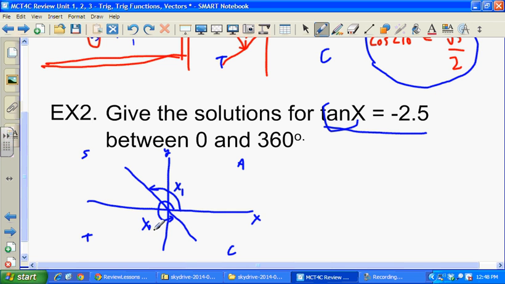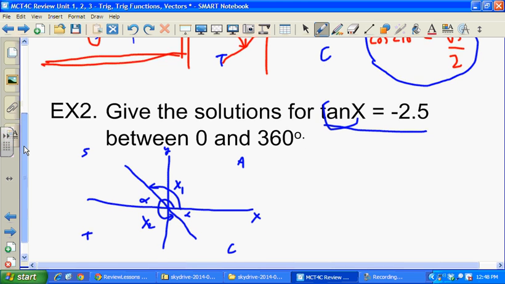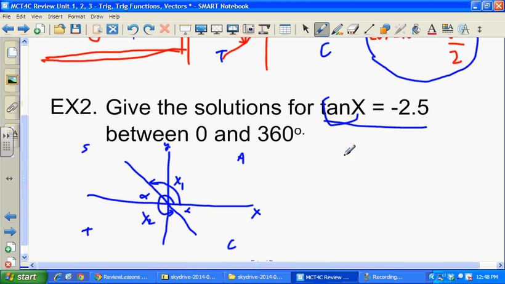Call that x2. So, how do we get what those angles are? Well, it has to do with the related acute angle, right? We don't know what the related acute angle is. When this was a special ratio, like square root of 3 over 2 or 1 over the square root of 2, we could do this exactly, but in this case, we're going to have to use our calculator.